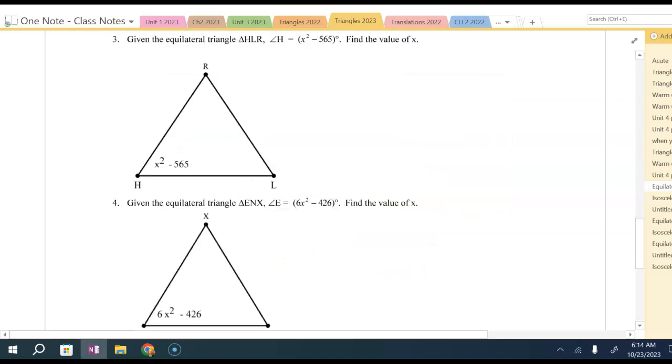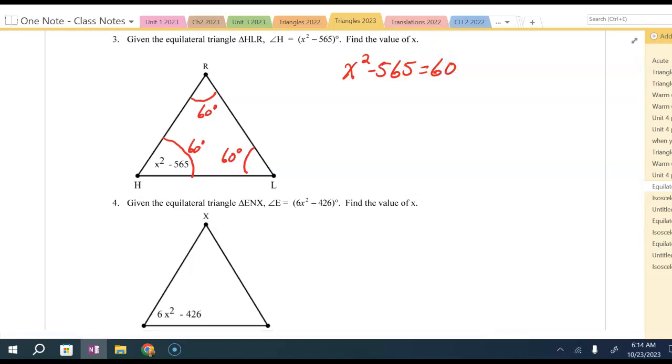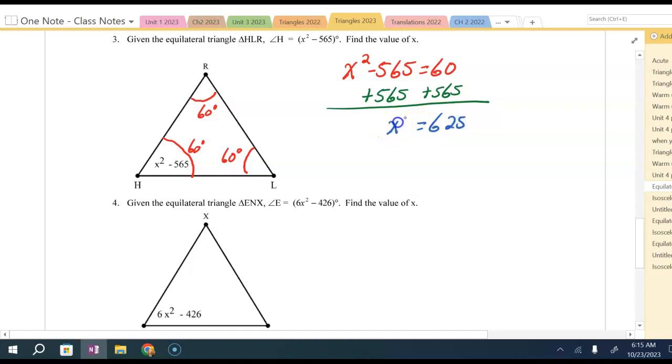When we take a look at problem number 3, you're going to see that it is a quadratic. But we're going to use the same process. All these angles that I'm marking in red are 60 degrees. So x squared minus 565 is equal to 60. We'll add 565 to both sides. Doing that on my calculator, I'll get 625 is equal to x squared. So x is plus or minus the square root of 625. And the square root of 625 is 25. So the answer to number 3 is plus or minus 25.